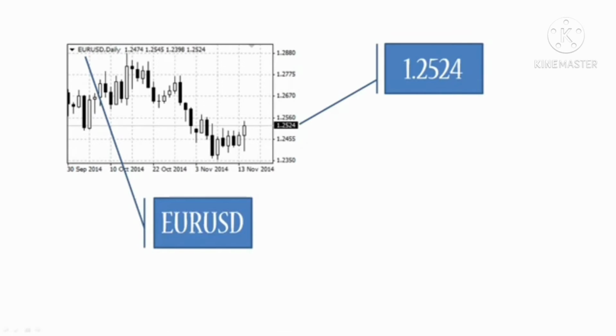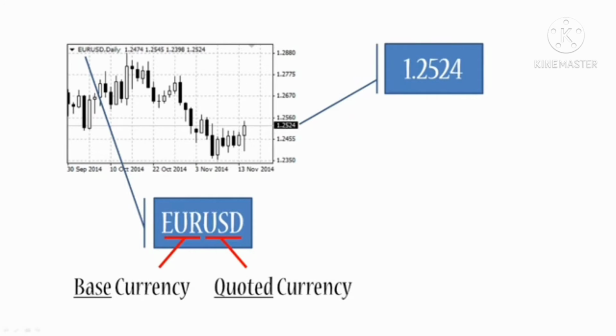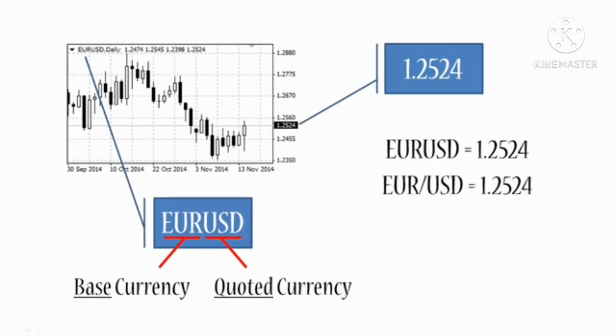Well, let's look at the currency pair at the bottom. The currency on the left of the pair is called the base currency. In this case, it's the euro. And the currency on the right is called the quoted currency. In this case, it's the US dollar. You may see this price of 1.2524 for the euro-dollar currency pair written the following way. This is equivalent to writing it out as euro/US dollar equals 1.2524.